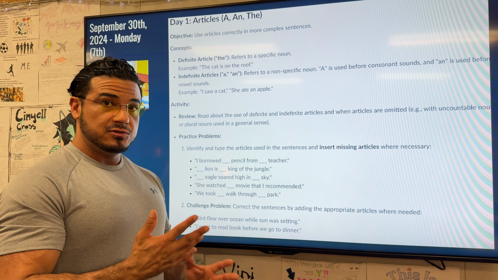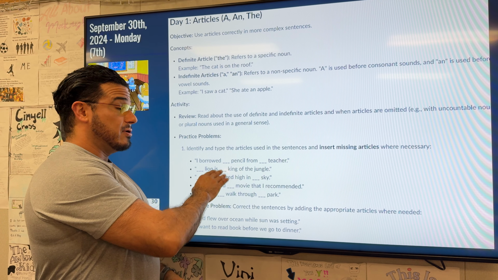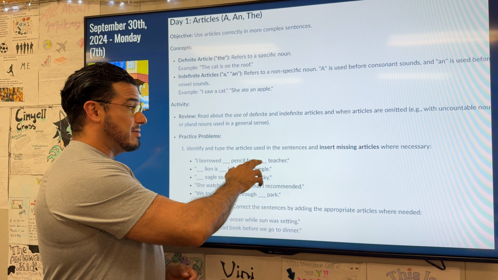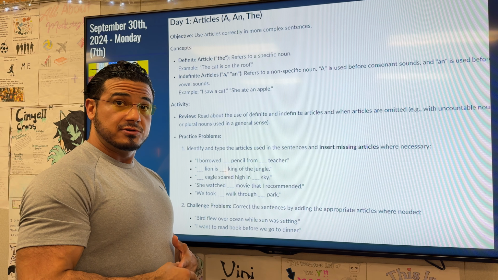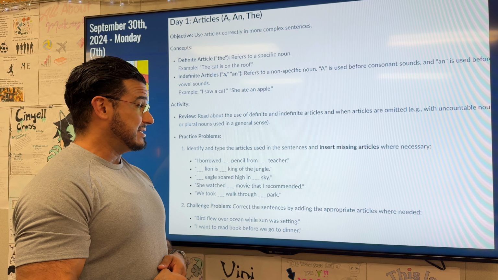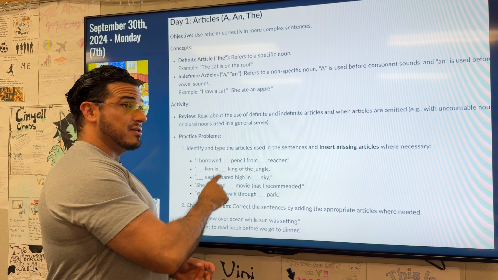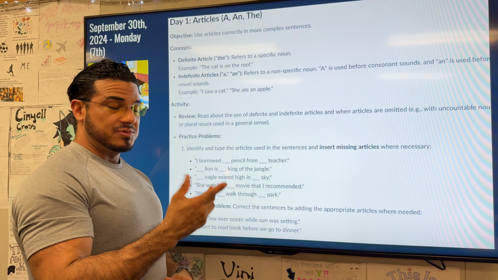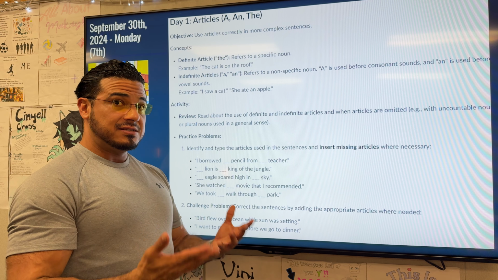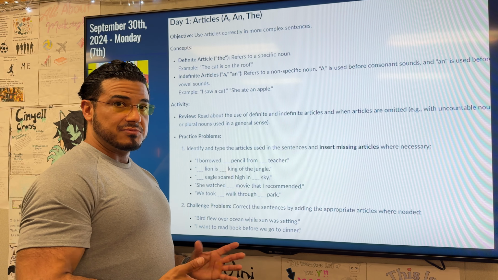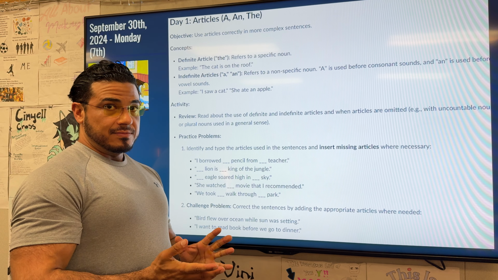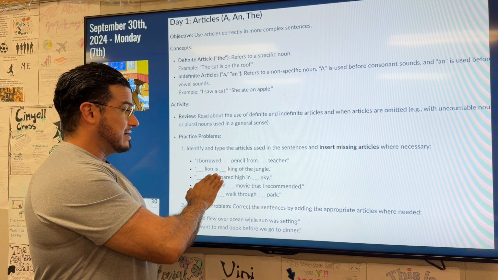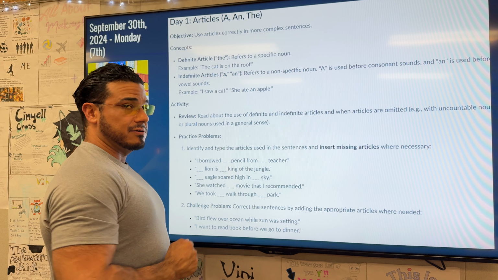Now, you could do one of two things, really. I borrowed a pencil from the teacher, so a teacher that is mutually understood or known to both of us or whomever is involved in the sentence. Or you could say I borrowed the pencil, as like a demonstrative almost, from a teacher. So a non-specific teacher, I'm just saying I borrowed one from a teacher. I don't know who they are. Either one. The next sentence, blank lion is blank king of the jungle.